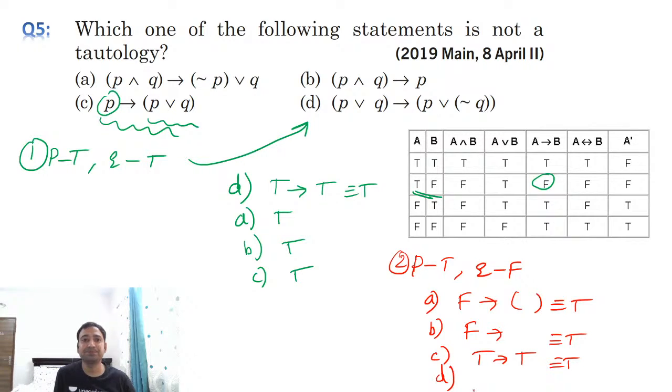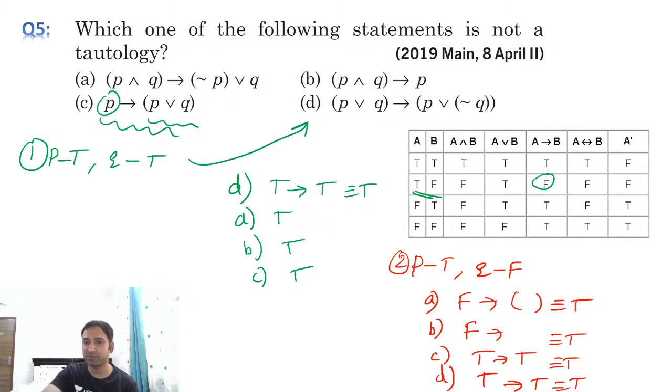Next, option D. Option D is what, guys? Option D is true implies true only, we are getting it. So this is also true. So that means we couldn't eliminate any of the options with this substitution. So now let's take one more substitution, guys.